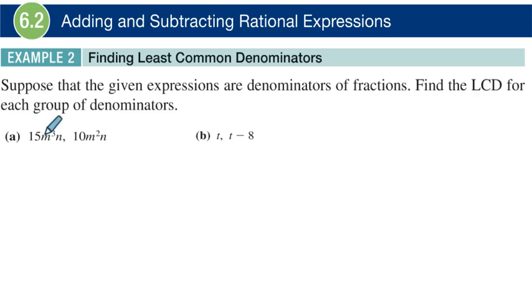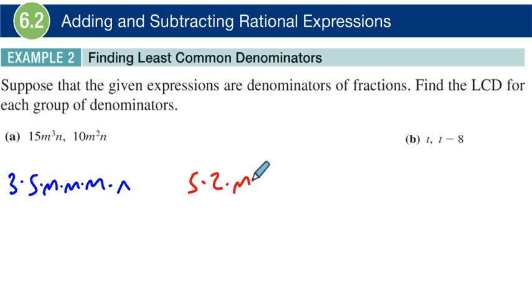Basically you can view 15, if you were to break that down, as 3 times 5, right? And then m cubed means m times m times m, and then we have times n. So all I've done is I've taken my first one and factorized it. It's all broken down into factors. And then if we look at the 10m squared, that means 5 times 2 times m times m times n. Again, these represent two denominators, but we want them to have the exact same denominator.